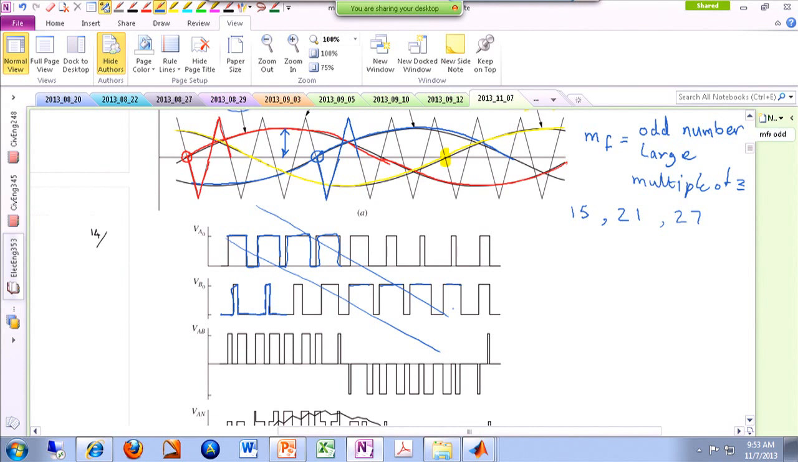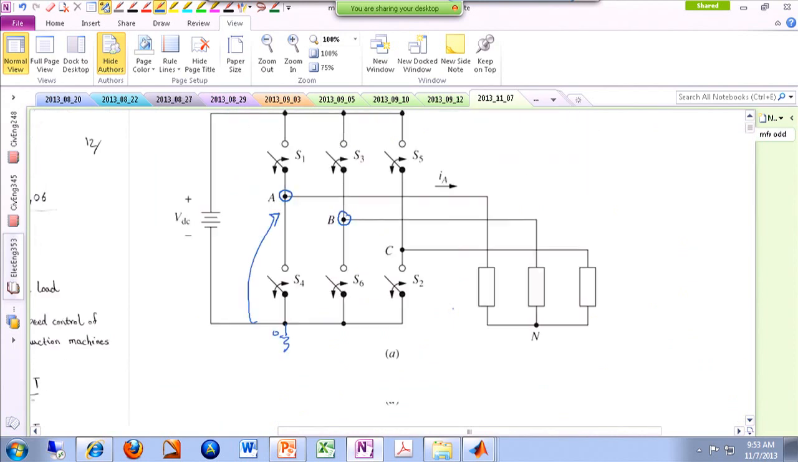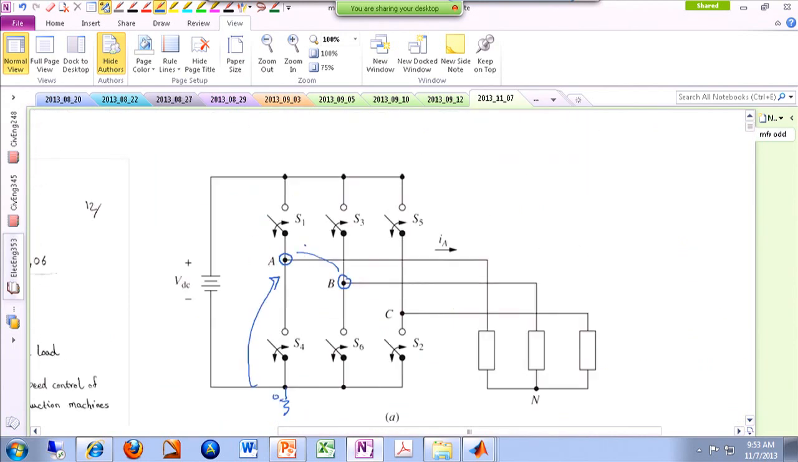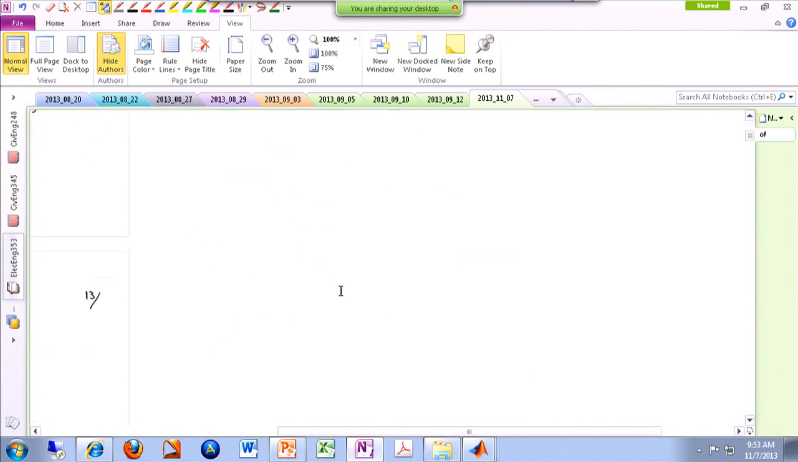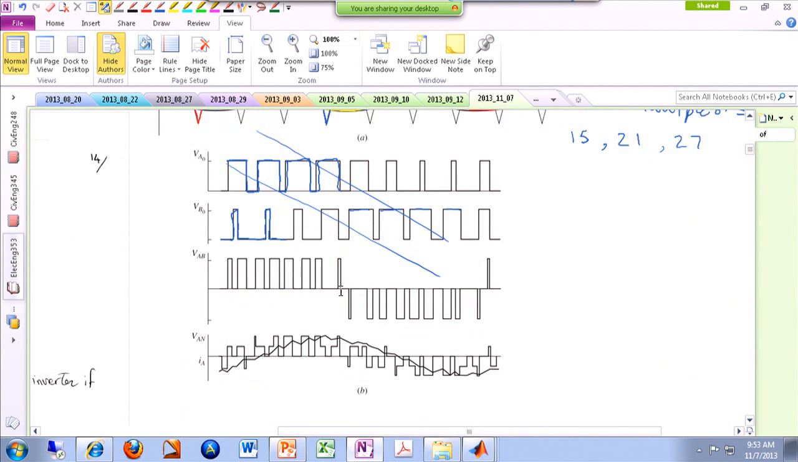So when you have VA with respect to the ground and VB with respect to the ground, the voltage of A with respect to B is VA with respect to the ground minus VB with respect to the ground. So I just subtract these 2 signals, and that gives us a line-to-line voltage waveform, which is similar to the PWM signals that we saw for the single phase case. It doesn't look sinusoidal, but there is a large fundamental harmonic in it.